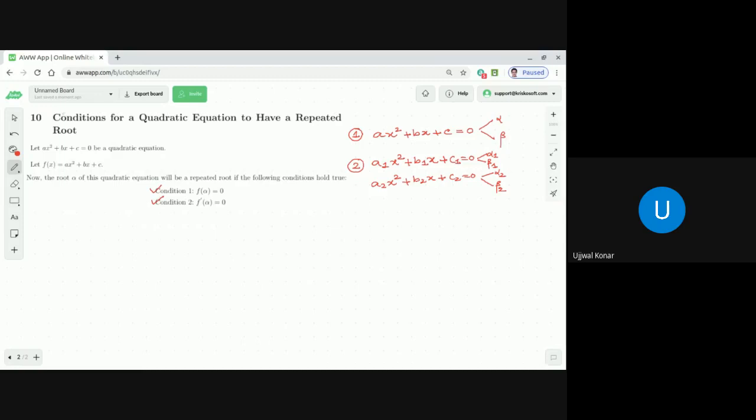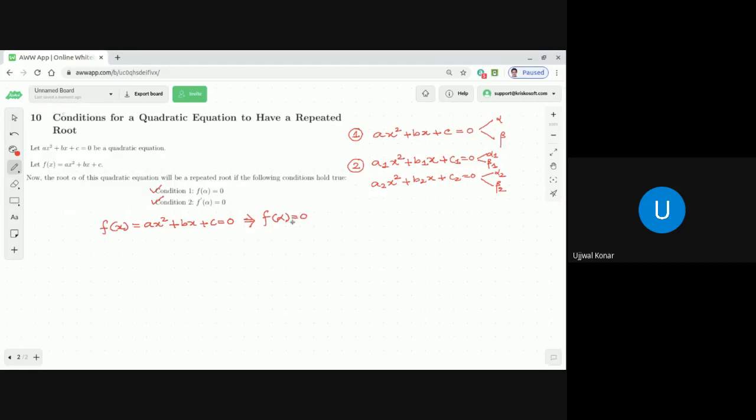What is f dash alpha? F dash alpha is the differential coefficient of f(x), and after that you apply x equal to alpha. If I elaborate this point a little more, we know that f(x) equals ax square plus bx plus c equal to 0. Now, as alpha is a root, definitely f(alpha) has to be 0. That is quite sure, because alpha is the root, it must satisfy the equation. So there is nothing new in this condition 1. It is so obvious.